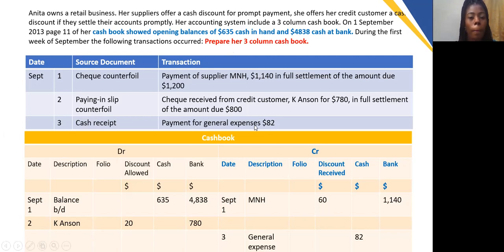So our account is going to be decreasing because we're making a payment, right? So this is going to be on the credit side. Is it cash or bank? It's cash. So the amount, the $82, has to be under the cash column. Date, description, no discount involved here. The value goes underneath the cash, and that's it.